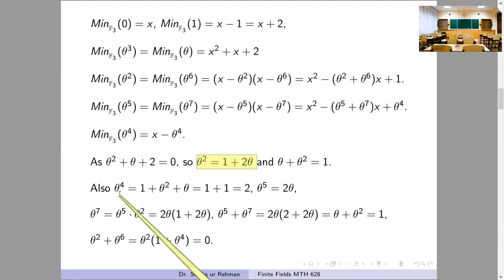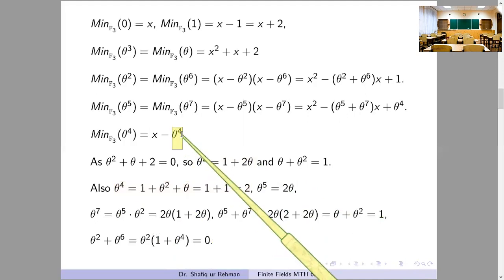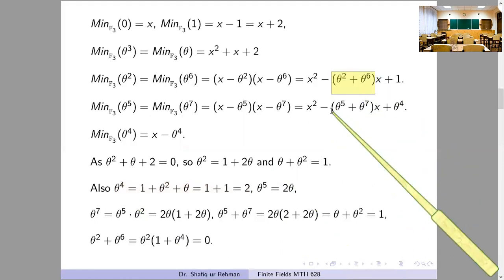In this expression I get theta power 4 equals 1 plus theta square, because 2 theta all square is 4 theta square and 4 equals 1, and plus 4 theta, that is equal to theta. And after putting the value of theta plus theta square as 1, we get 2. So the first thing we obtain is that theta 4 is 2. So here this problem is solved. Here we can replace this element theta power 4 with this element 2. And now the problem is to find the values of these elements.